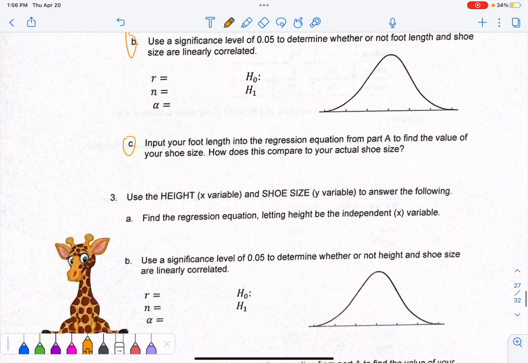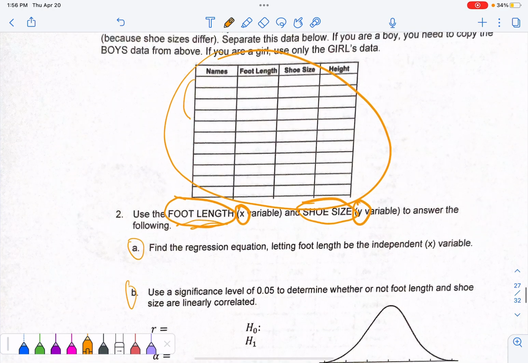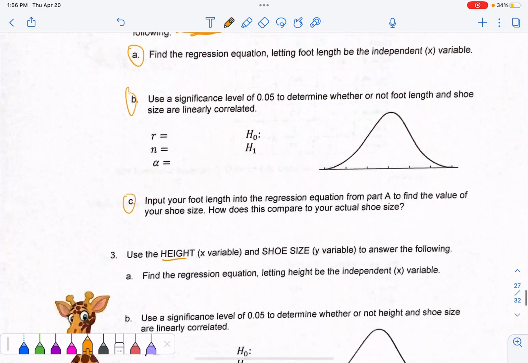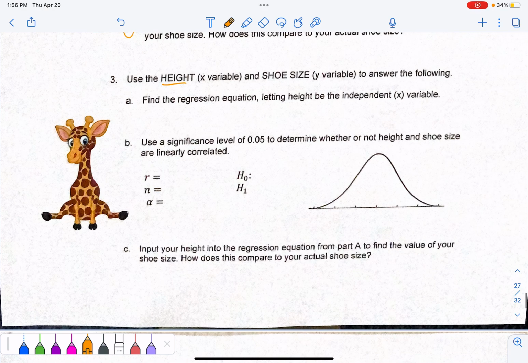And tell me like a sentence about how does that compare. It's pretty spot on. Nope, I should actually have a bigger foot than whatever, you know. All right, and then number 3 is height. So same thing, just with your gender. Just with this data, you're comparing height, and then you're comparing shoe size, X variable, Y variable. You're doing the same process again, okay?